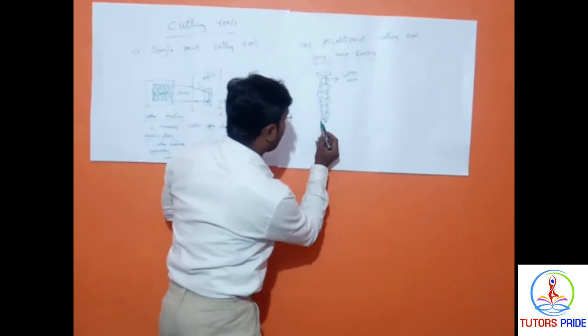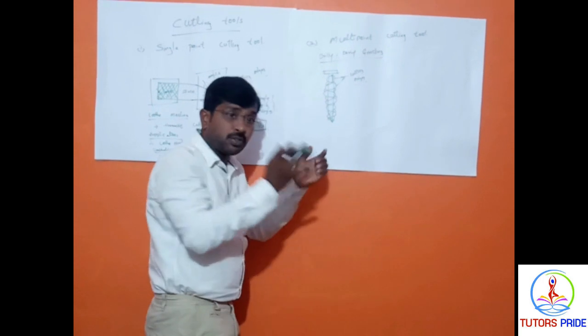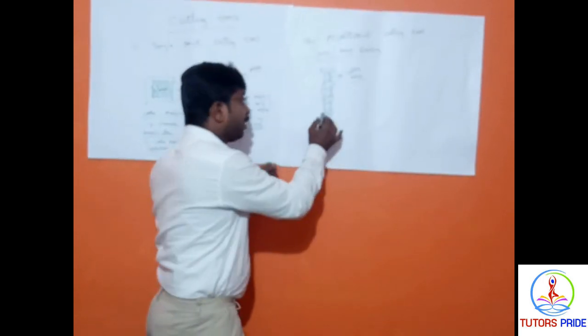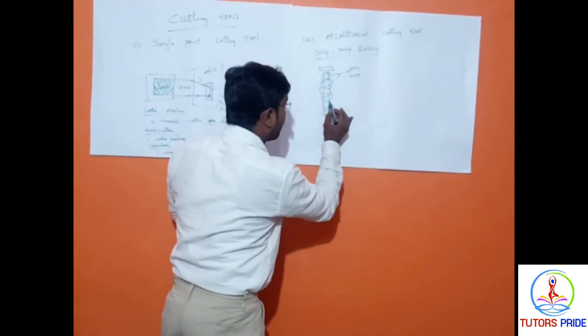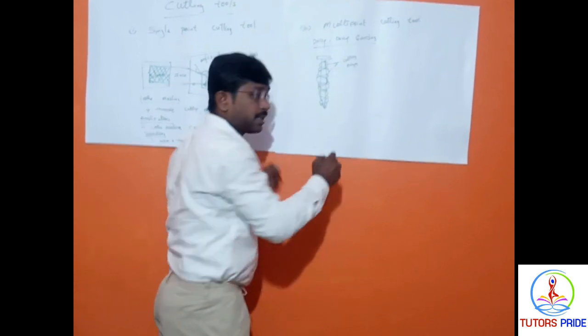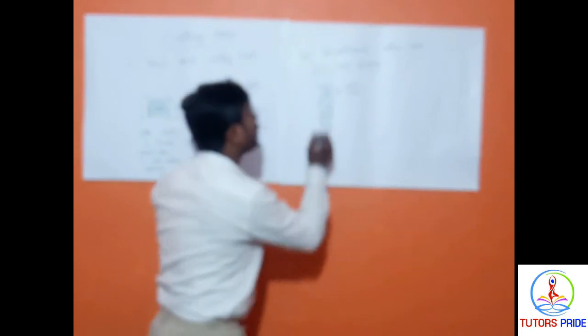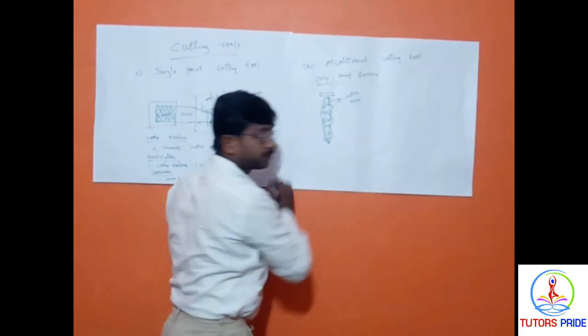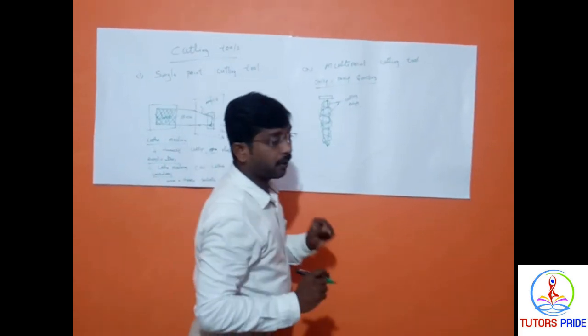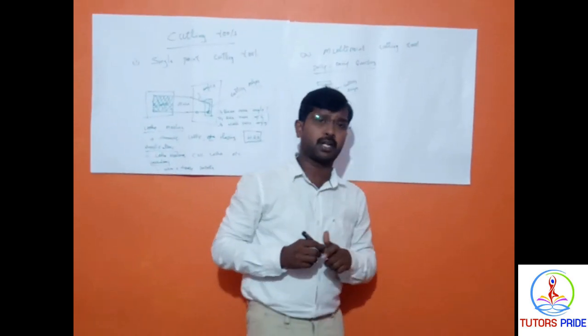So what happened? Using these edges, it removes the material. By these layers, the metal chips come out. So this is the operation we are doing. That's called drilling. And there is one more risky operation in drilling.